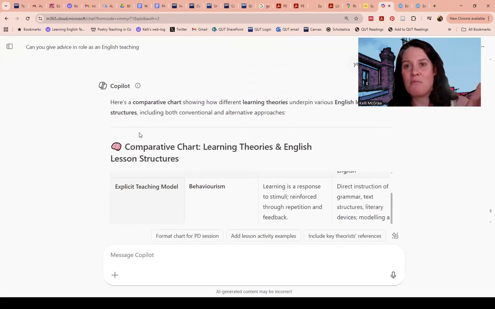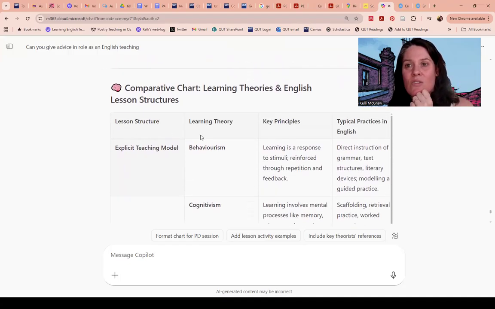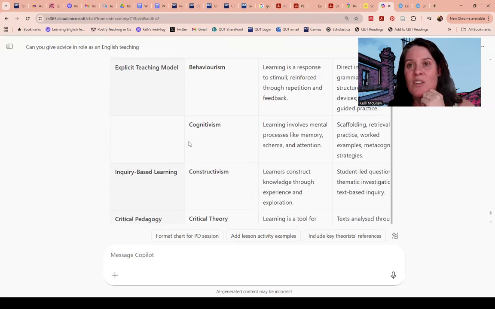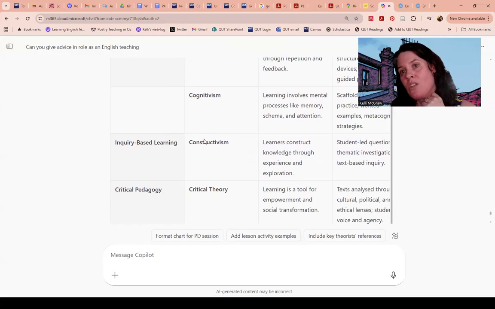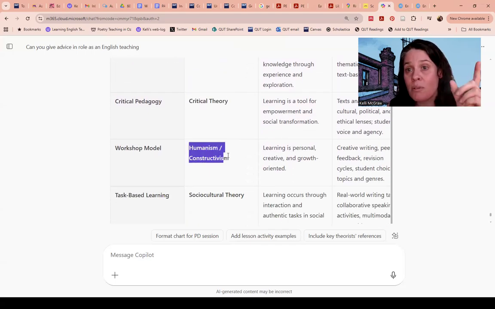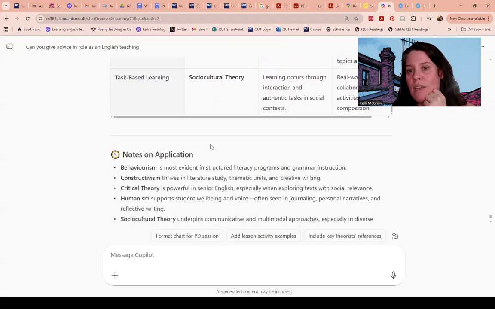And I said, yep, give me a comparison chart, why not, of learning theories and English. So here we have lesson structure, learning theory, principles and practices. So behaviorism and cognitivism underneath explicit teaching. So those of you who weren't into Pavlov's dog and Skinner and treating kids like puppies, it might be why you don't like this so much, but it works sometimes. Inquiry is constructivism. Critical pedagogy, you're pulling from critical theory. Workshop is also constructivism, but with some humanism. And I think task-based and project-based has got some sociocultural theory in there as well.